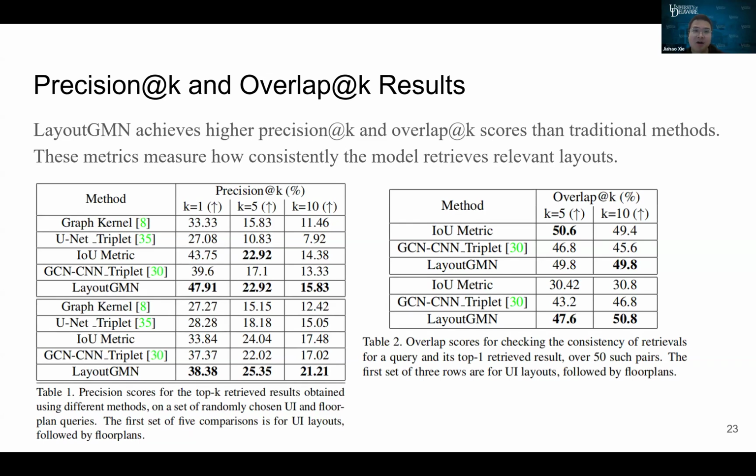The performance of Layout GMN is evaluated using two key metrics: the precision K-scores and overlap K-scores. Precision K-scores measure how many of the top K retrieved layouts are relevant, while overlap K-scores measure the consistency of the retrievals. In both cases, Layout GMN significantly outperforms traditional methods, demonstrating its superior ability to consistently retrieve layouts that are structurally similar to the query. These results highlight the model's effectiveness in layout retrieval tasks, where precision and consistency are critical.